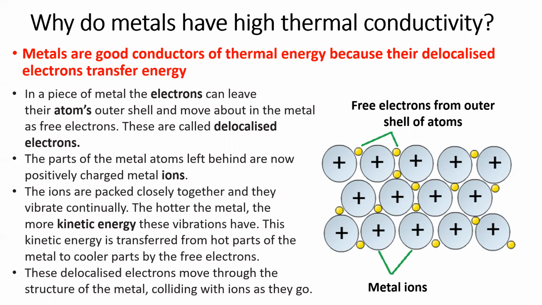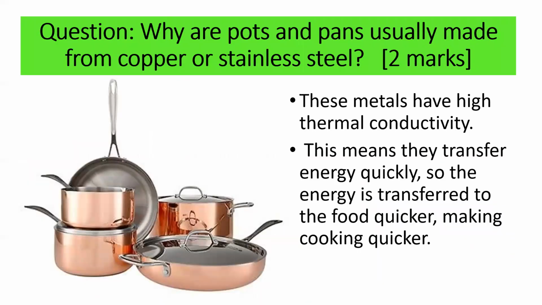So why are metals good conductors of thermal energy? Because they have these delocalized electrons to transfer the energy as well. So why are pots and pans usually made from copper or stainless steel? Well, the reason is these metals have high thermal conductivity.